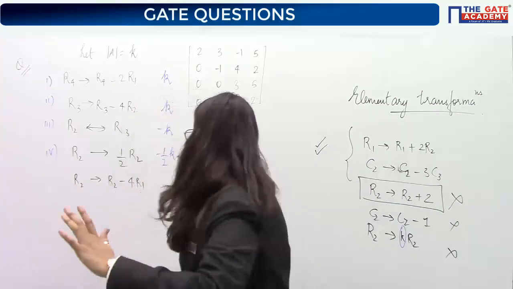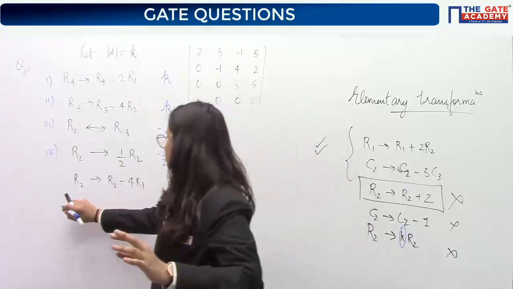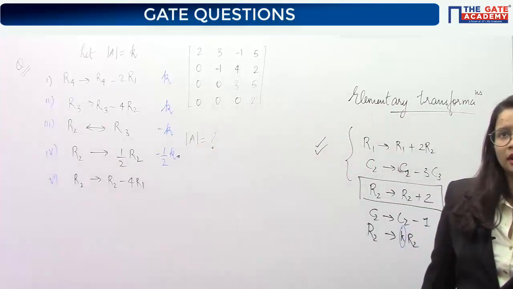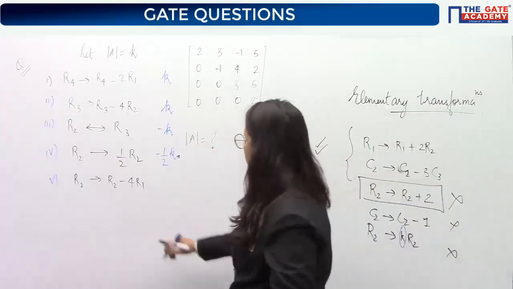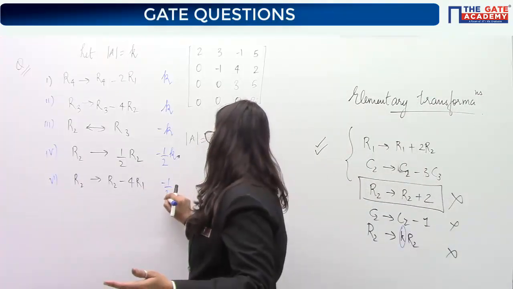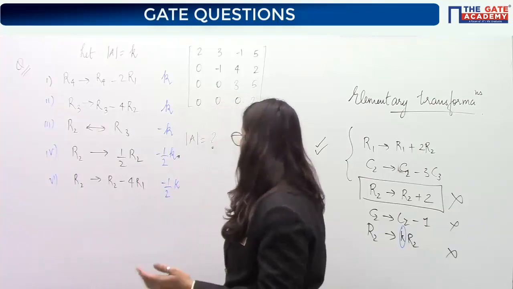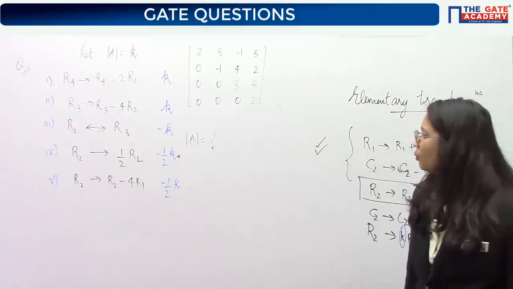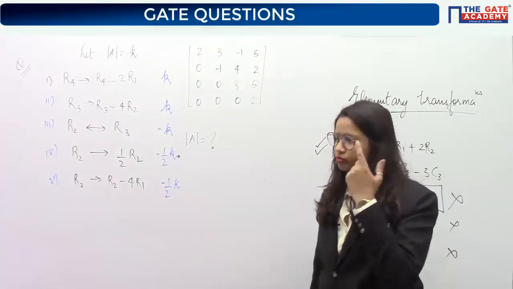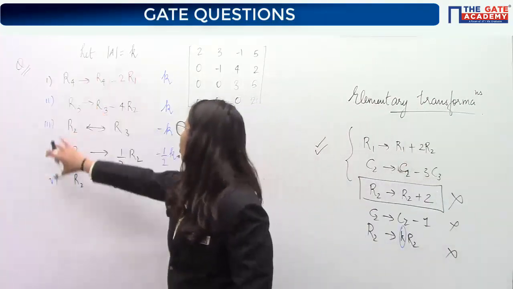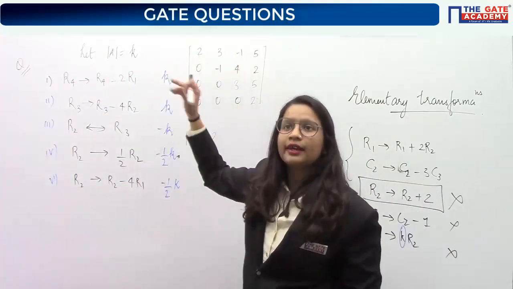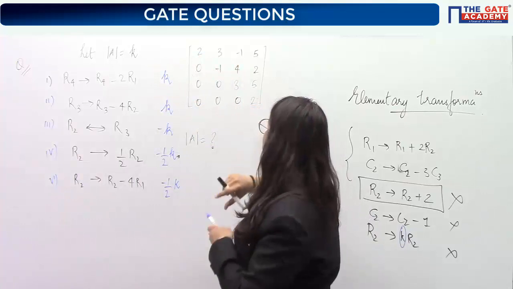Now for the fifth transformation, will the determinant value remain the same or change? Obviously it is again an elementary transformation. So it was -1 by 2k initially, and after this also it will remain -1 by 2k. Now what the question says is, after all these transformations, the matrix is changed into this matrix. Can you find out the determinant of this matrix?